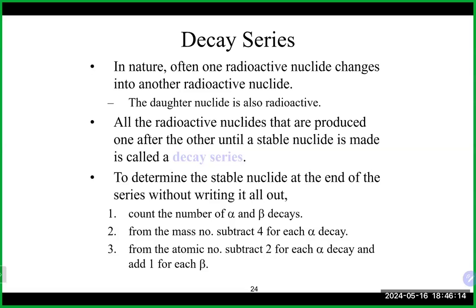Now, if you're interested in just what do I get at the very end of this process, and you're dealing with alpha and beta decays in these series, you can subtract 4 from the mass number for every alpha decay. And from the atomic number, you can subtract 2 for every alpha decay. And you could also add 1 to the atomic number for every beta decay that you do.